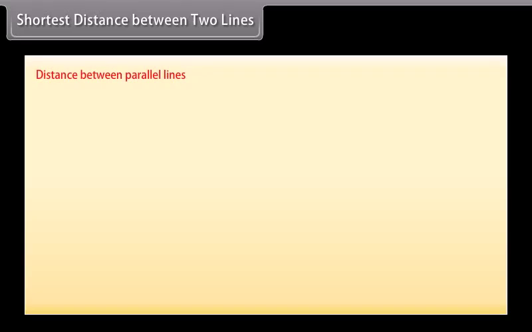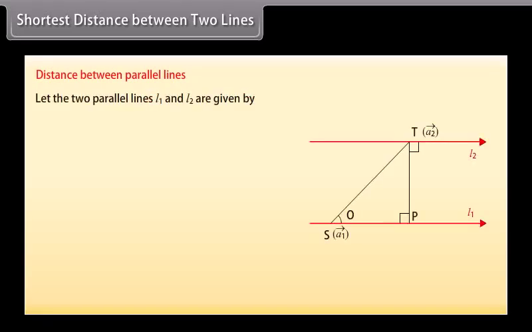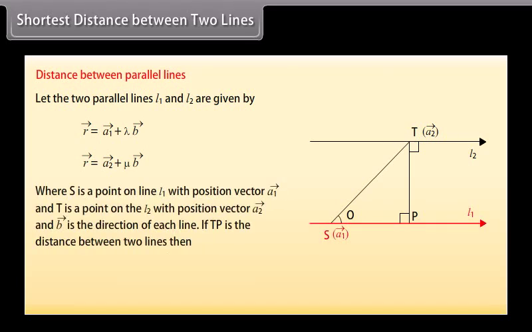Shortest distance between two lines. Distance between parallel lines. Let the two parallel lines L1 and L2 be given by vector r equals vector a1 plus lambda vector b, vector r equals vector a2 plus mu vector b, where S is a point on line L1 with position vector a1, and T is a point on L2 with position vector a2, and vector b is the direction of each line.